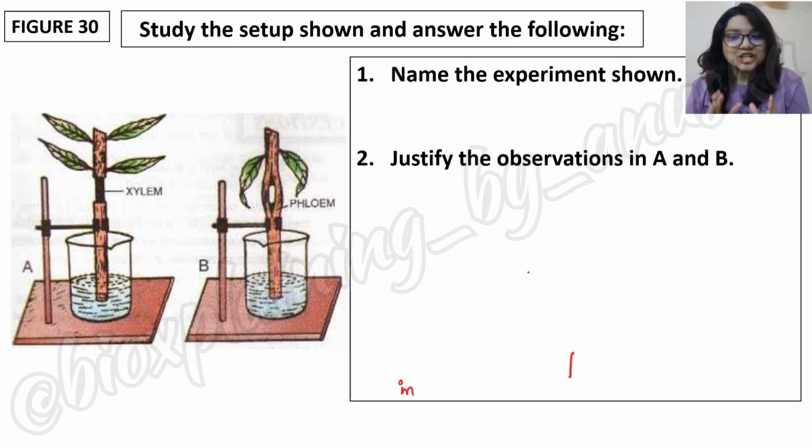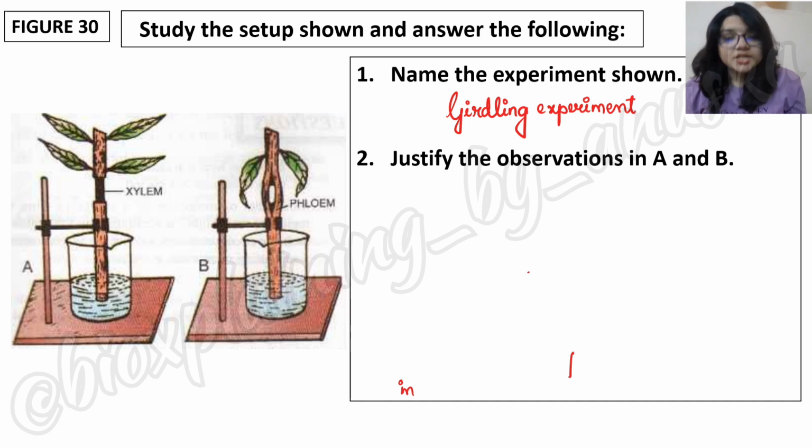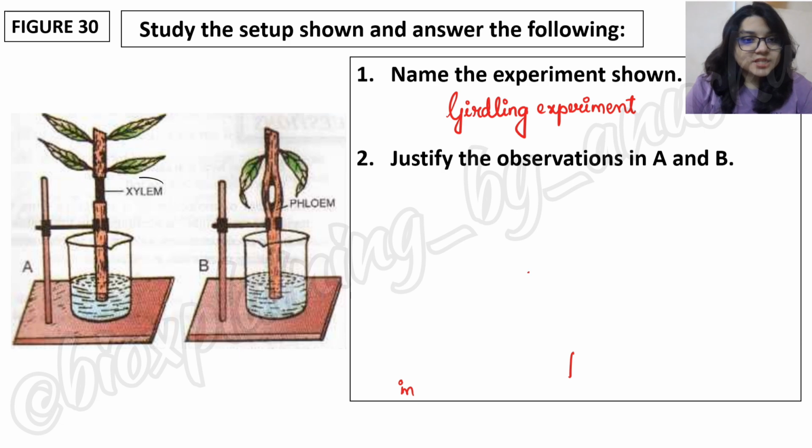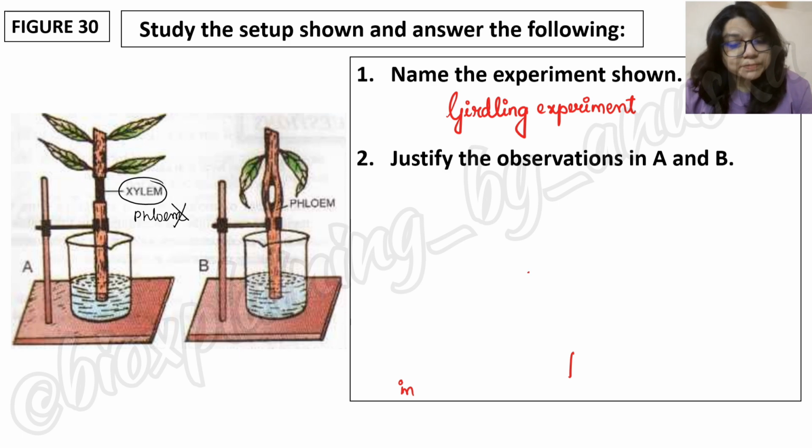Okay, final question. Now, study the setup shown and answer the following. Name the experiment shown. This is the girdling experiment. What is done in the girdling experiment? See, in A, your xylem is there as it is. What you have removed is the phloem. In case of B, your phloem is there as it is. What you've done is you've removed the xylem.